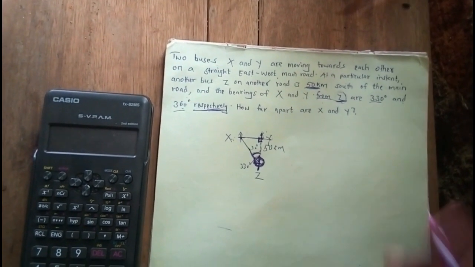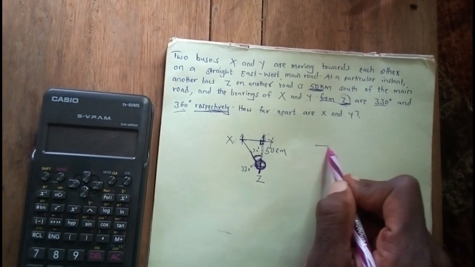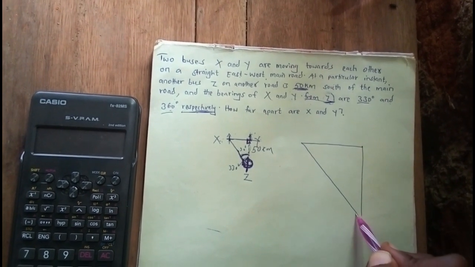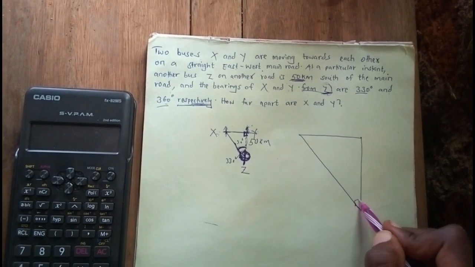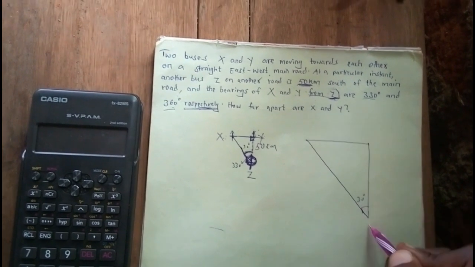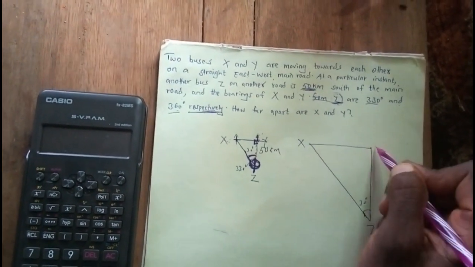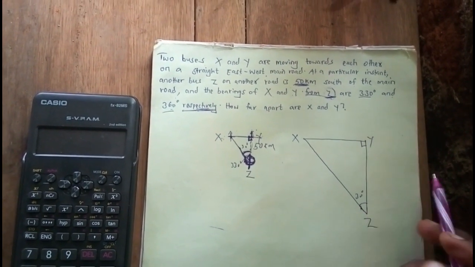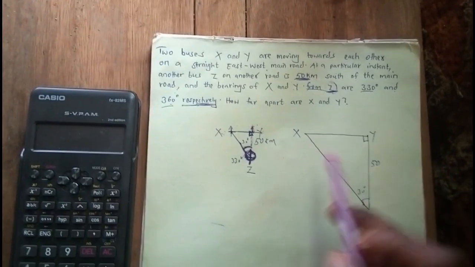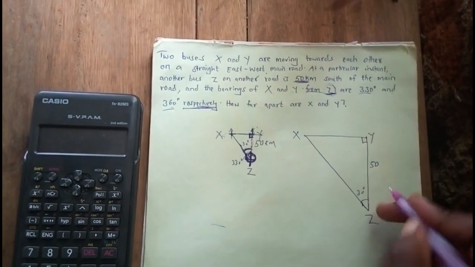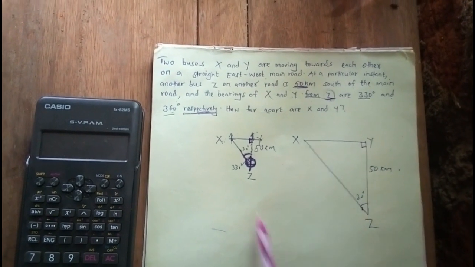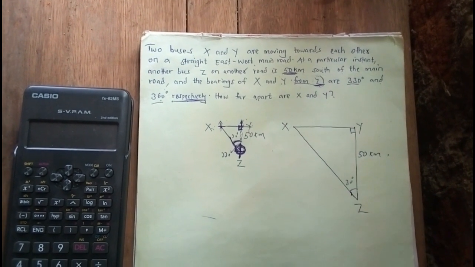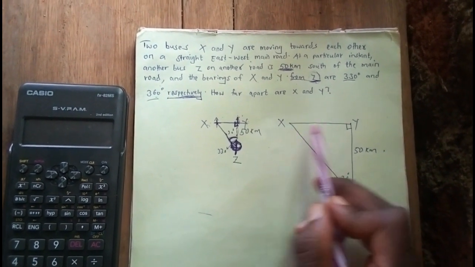Now let's extract the triangle. So we are going to have this triangle here. This angle is 30 degrees. This is point Z, this is X, this is Y. So here we have 90 degrees. So Z is 50 kilometers south of XY. Now, what is the question? How far apart are X and Y? I think from here now the question is simple. Now find XY.